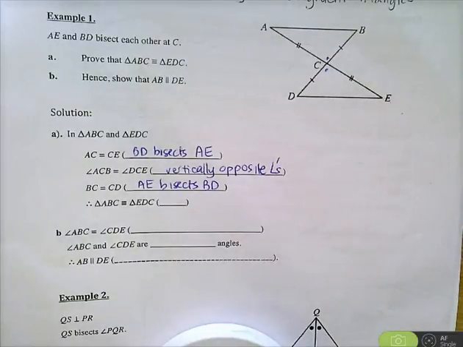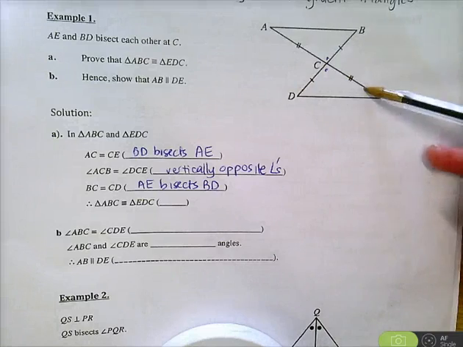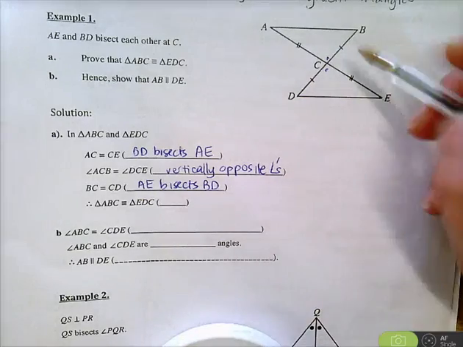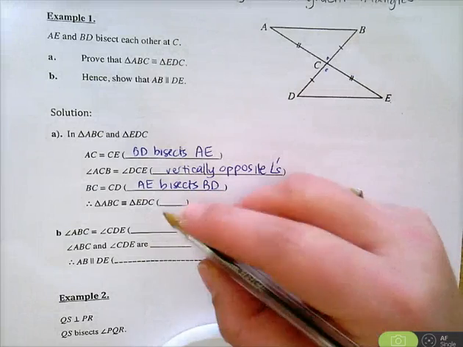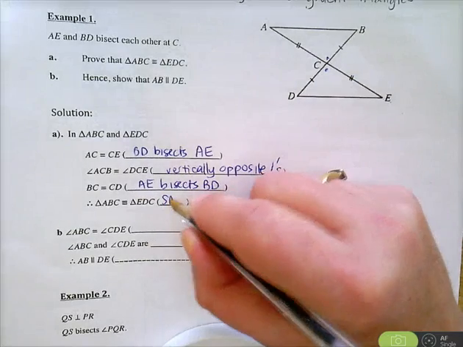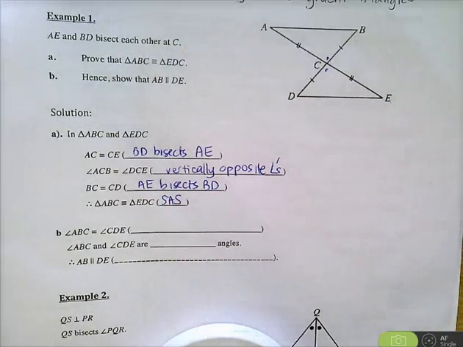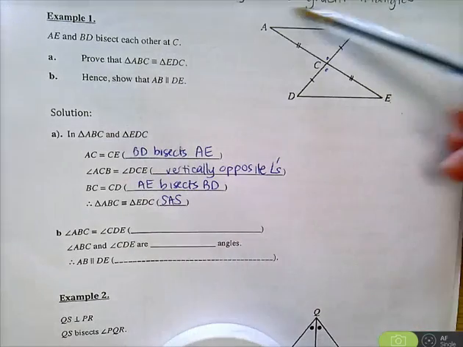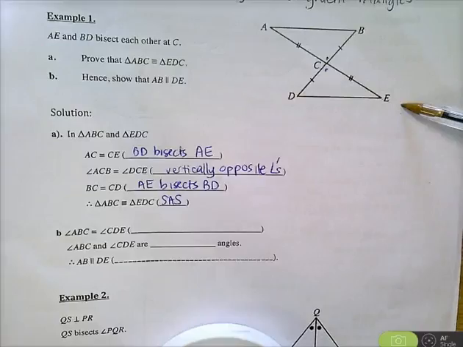So, girls, everything is now marked on the diagram that those two sides are equal, these two sides are equal, and the angles are equal. So what's the reason that triangle ABC is congruent to triangle EDC? It's SAS. Now the next part of the question is where it's a little bit different. In part B, we have to show that AB is parallel to DE.